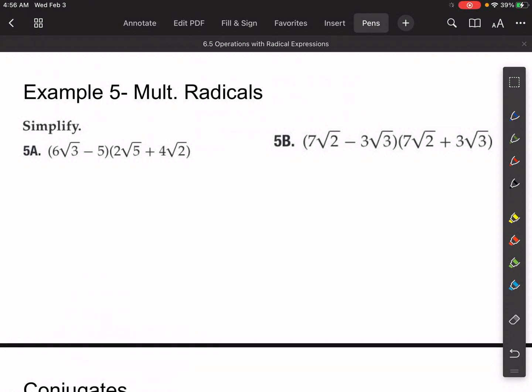Alright guys, welcome back to this radical lesson 6.5. We're going to finish this up here. This shouldn't take too long. Multiplying radicals and then looking at conjugates.